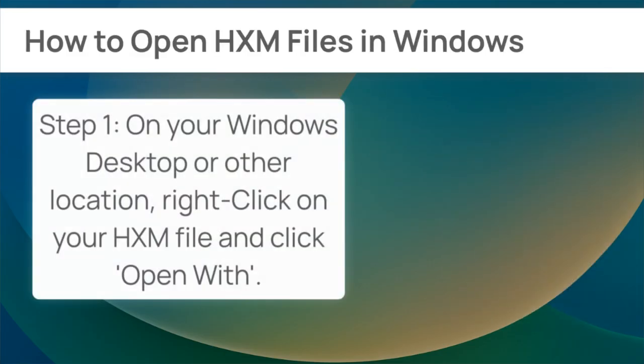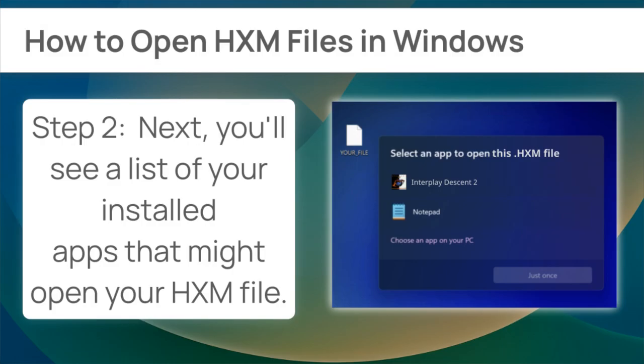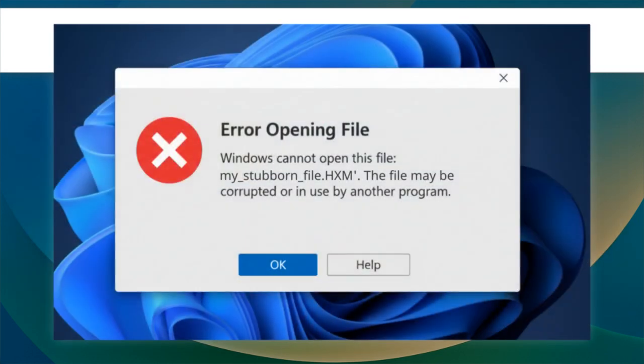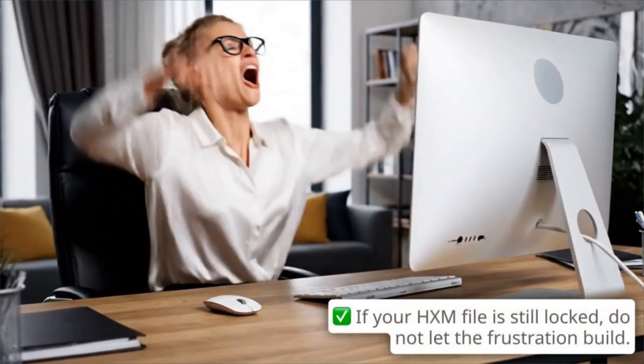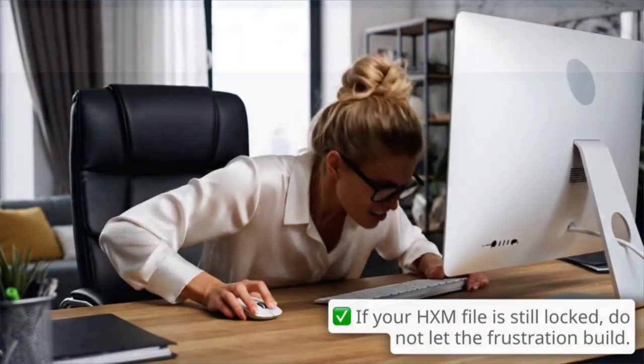The first step is testing the ecosystem. Right-click your HXM file and click Open With. If Interplay Descent 2 is available, start with that. If not, don't hesitate to test every other option in the list. If your HXM file will not open, do not worry. The stubbornness of this HXM file requires decisive action. Run these specific tests right now to determine the exact failure point.